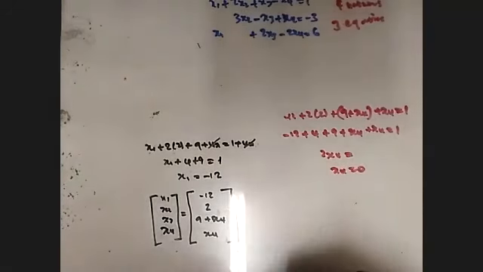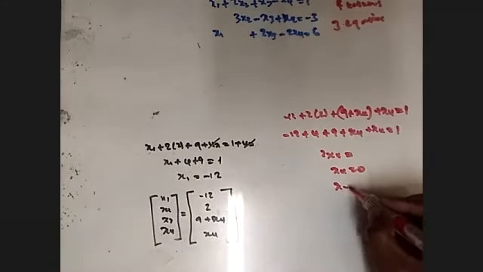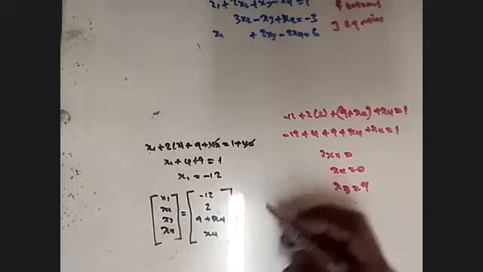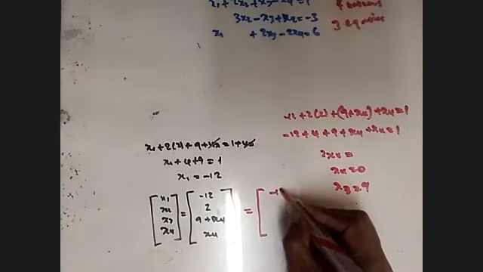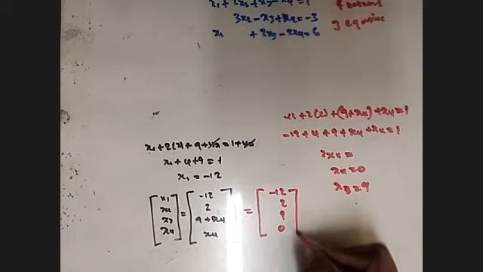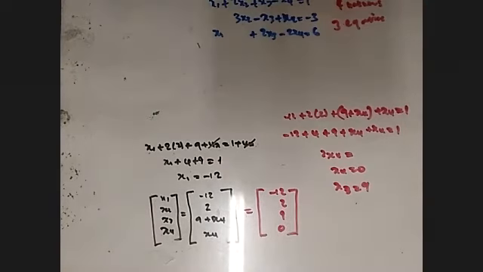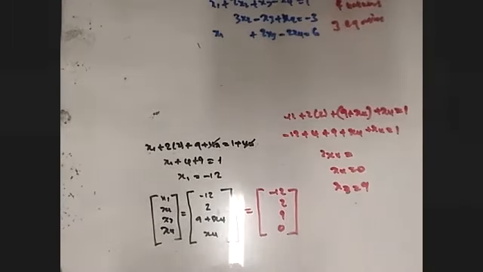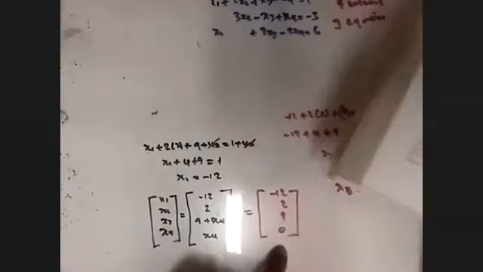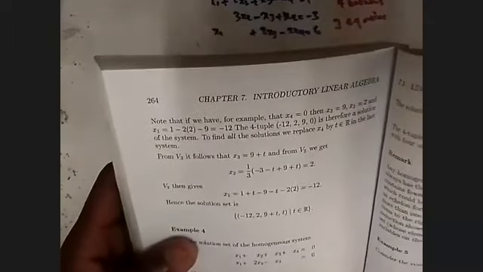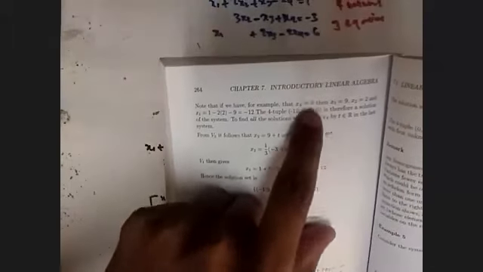Then if our x4 is 0, it tells us that our x3 is equal to 9. Then to rewrite this in a new way, we can have this as negative 12, 2, 9, and 0. I don't know, we'll see what the textbook is saying. Maybe it's not true. So the textbook says that they actually found negative 12, 2, 9, 0. But they assume. Because they said that, note that if we have, for example, that x is equal to 0, this is an assumption. I don't know why they're doing that, but it's fine.